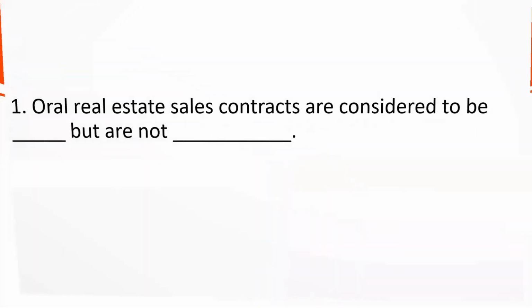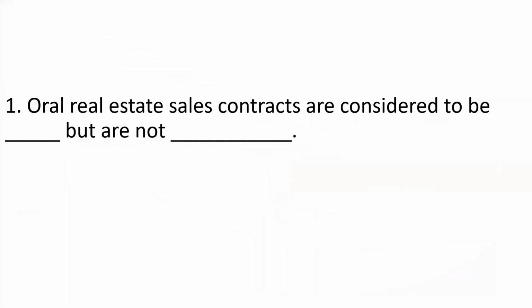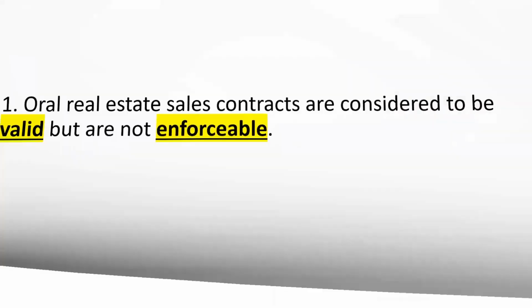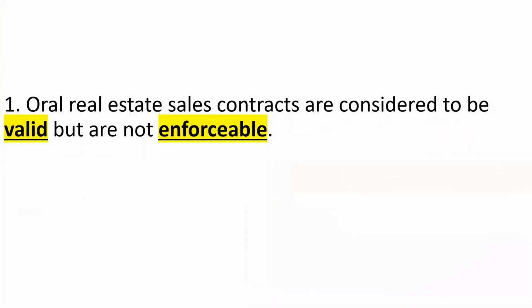So let's get started. Number one, all real estate sales contracts are considered to be blank, but are not blank. Here, they're testing whether you understand the difference between a valid contract and an enforceable contract. This is really testing you on the statute of frauds. The statute of frauds says whenever you're selling or transferring your right in real estate, it must be in writing to be enforceable. An oral contract can be valid, but you cannot go to court and enforce it. That is what they're saying to you. So if a person breached an oral contract, how does one enforce that in a courtroom?